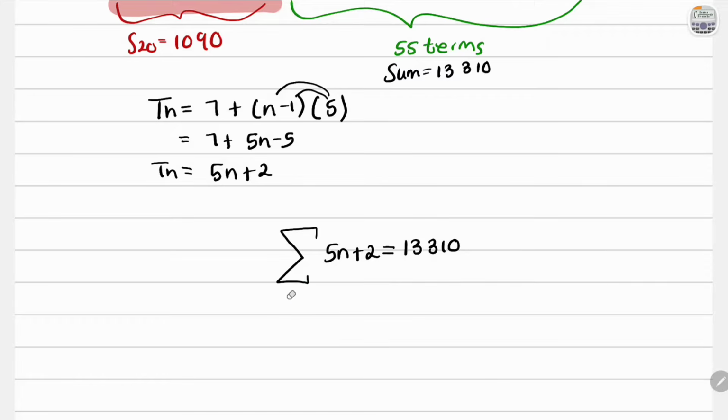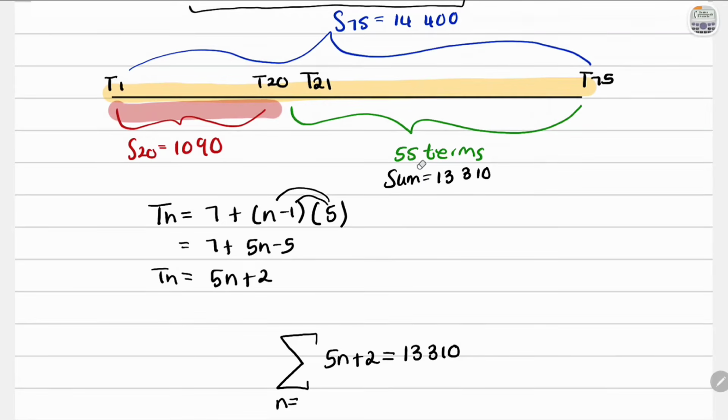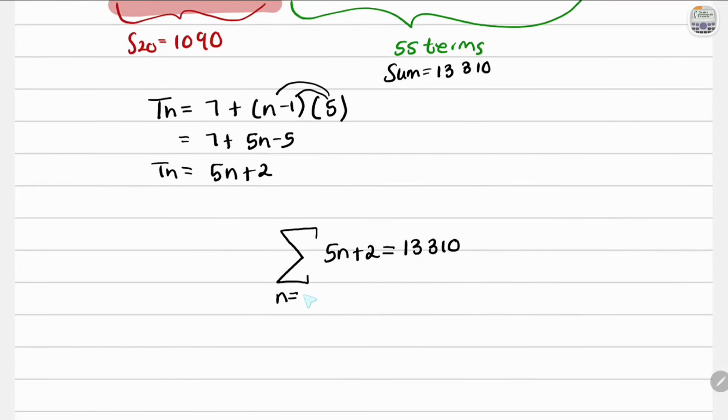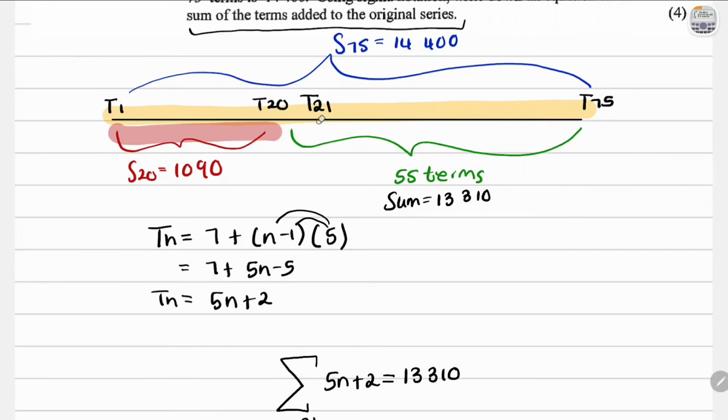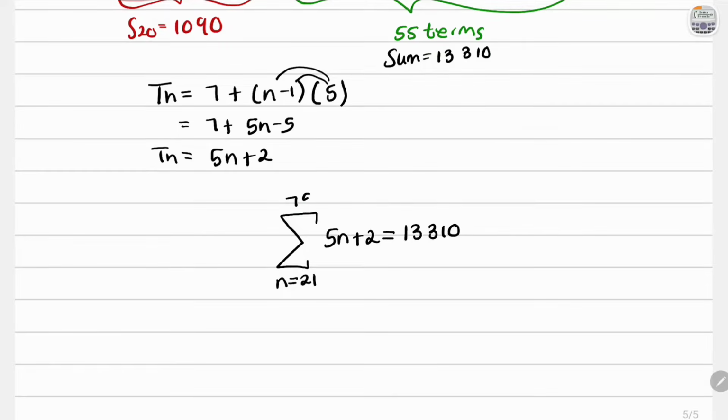And I think that explanation already covers this part. So here is how we're going to write this. Remember that you need to tell them where your terms start. Because we're using n here, n is equal to, you cannot start at 1. Again, this is not the sum of the first 55 terms. It's the sum of these 55 terms, and it starts at term 21. So n needs to start at 21 and end at what? So that it's a total of 55 terms. It must start at 21 and end at 75.